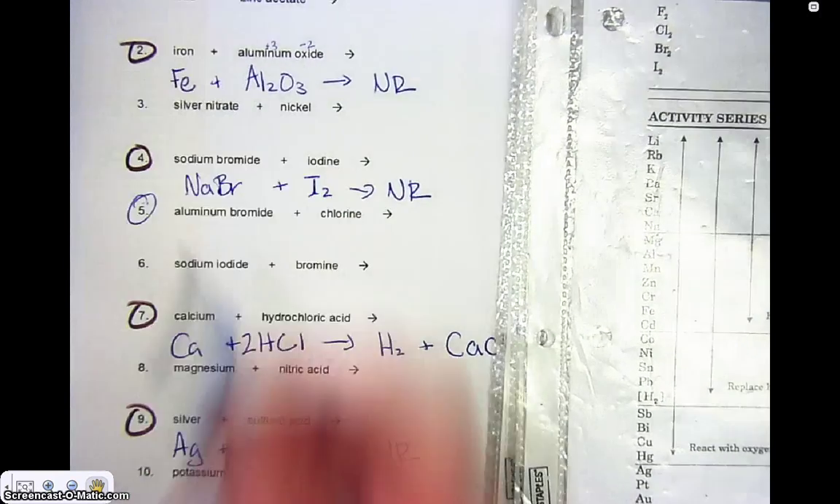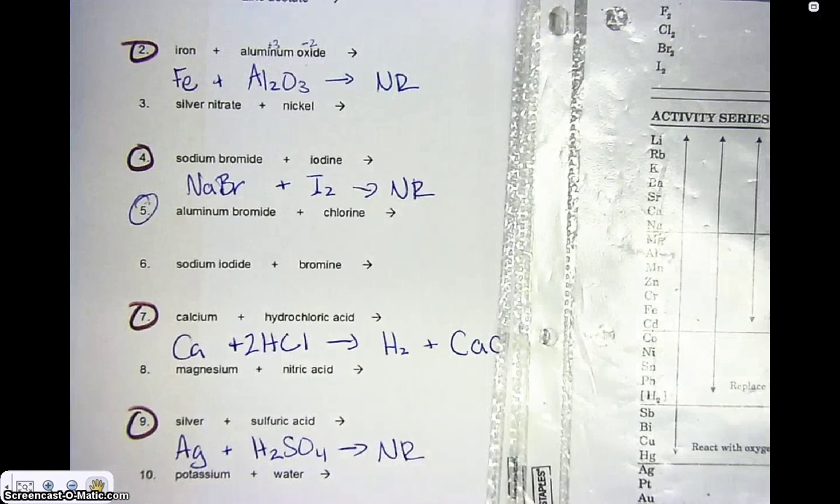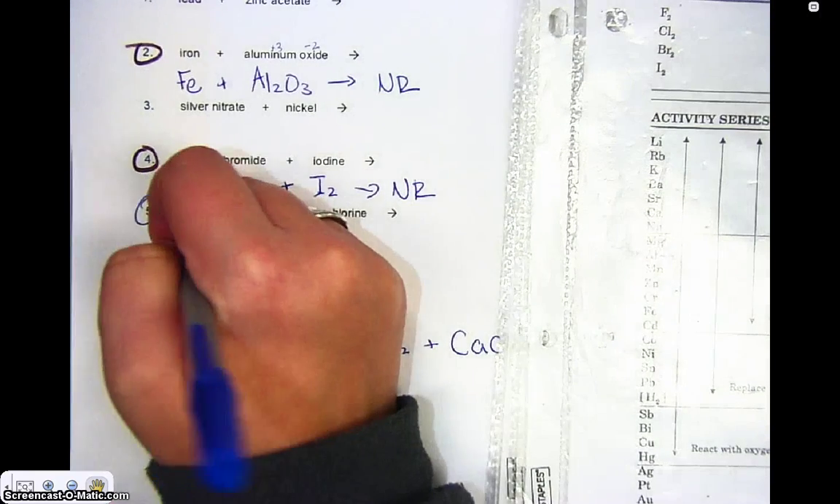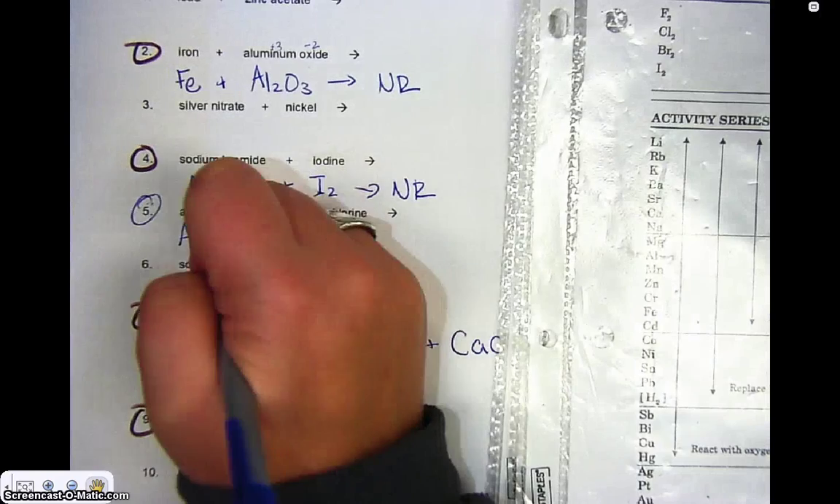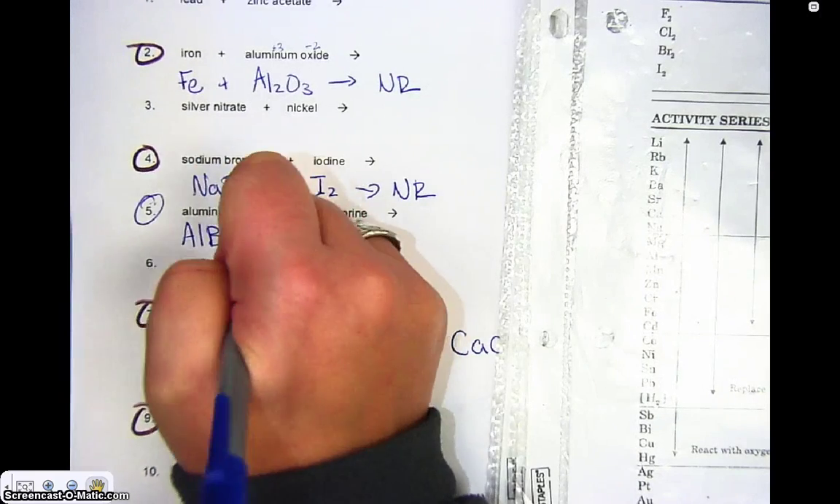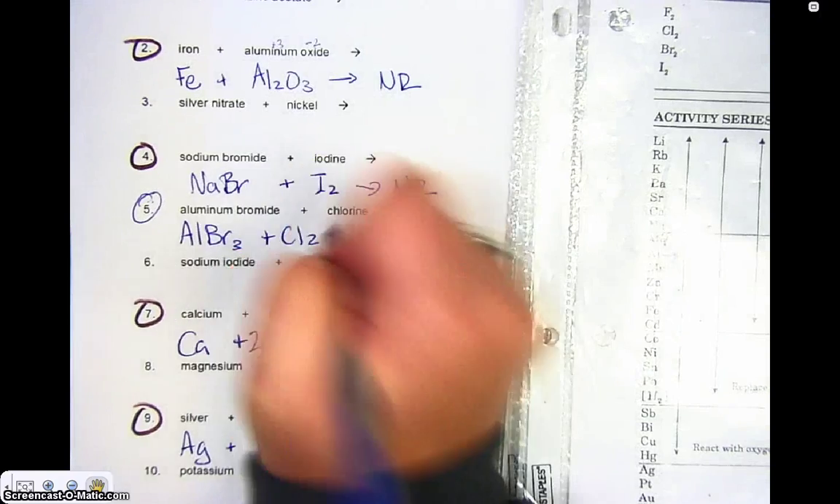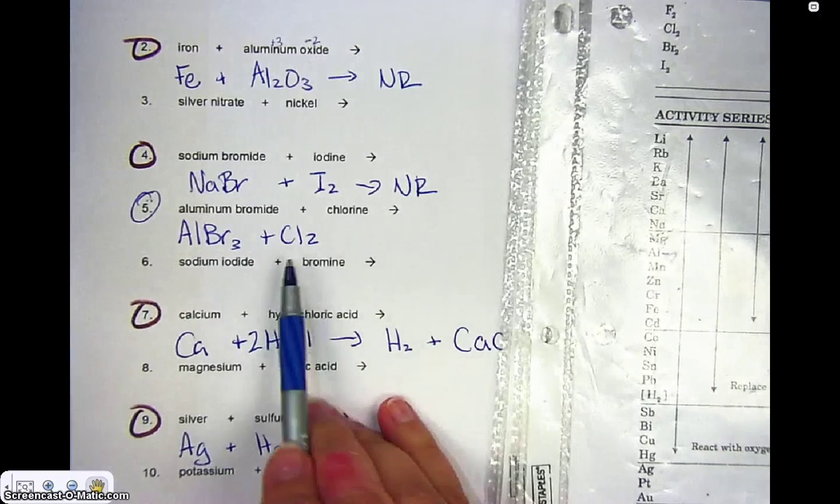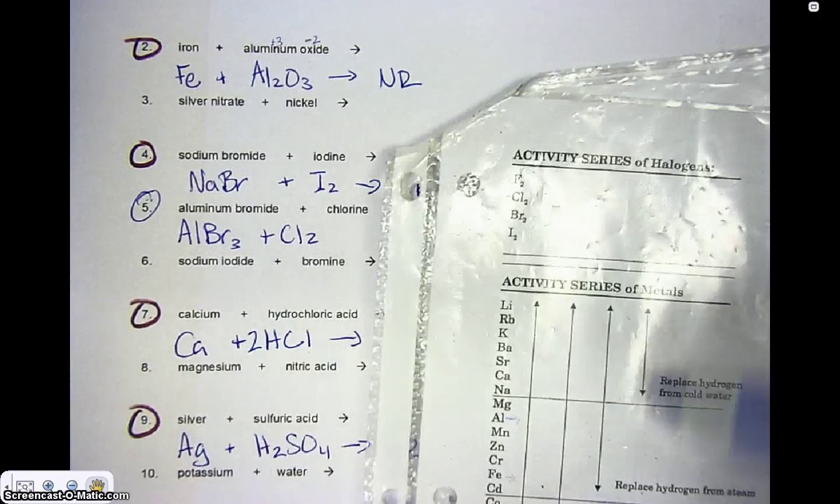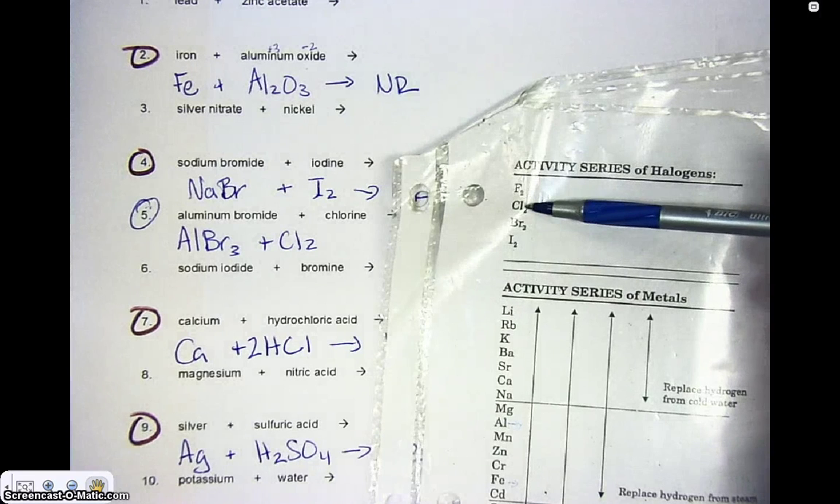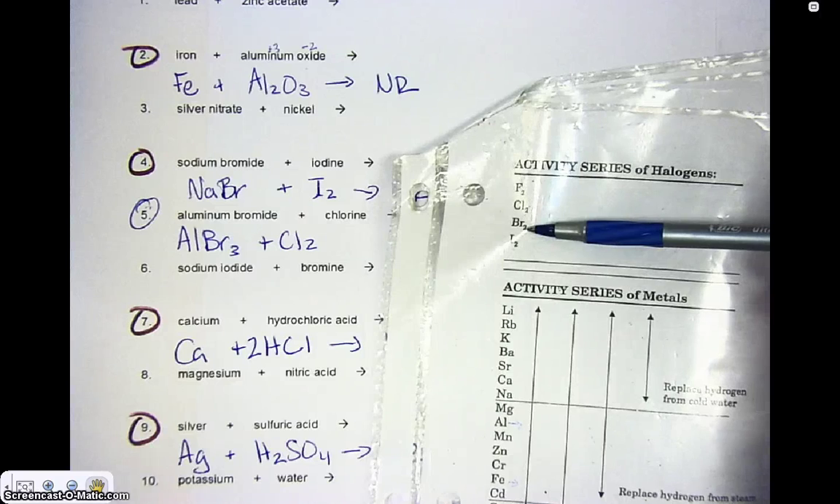In number 5, we have aluminum bromide. That would be Al, which has a +3. Bromine has a -1, so it'd be AlBr3, plus chlorine, which is a Brinkelhoff. Chlorine's a nonmetal, so in this case I'm going to use the activity series of halogens. And I see chlorine is higher up on the list than bromine. So this reaction is going to happen.